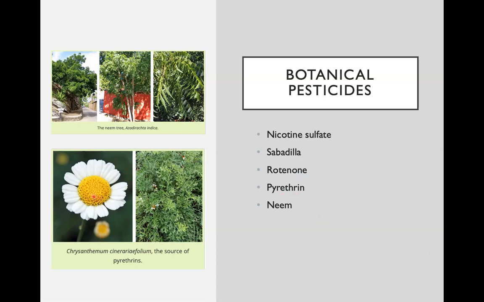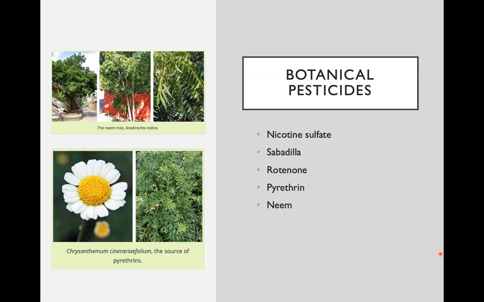Pyrethrin is from chrysanthemum plant, shown here, not to be confused with pyrethroids, which are synthetic pesticides and are very bad. We don't want to be using those. Pyrethrin is a wide spectrum, hits a bunch of different insects, but it has pretty low toxicity.